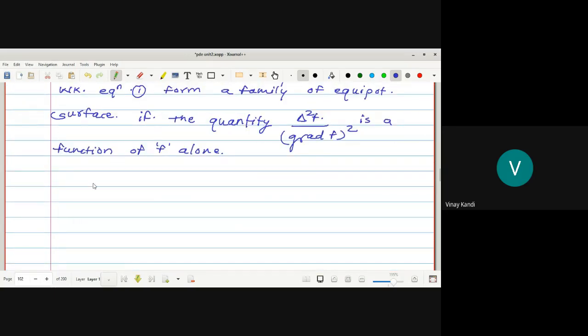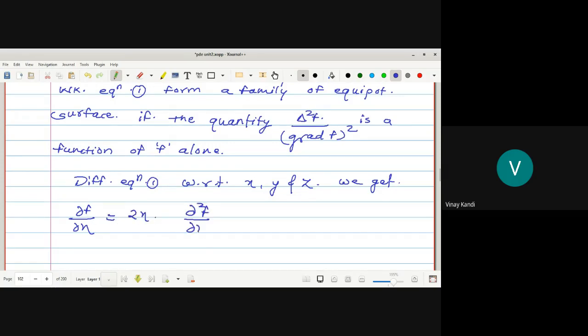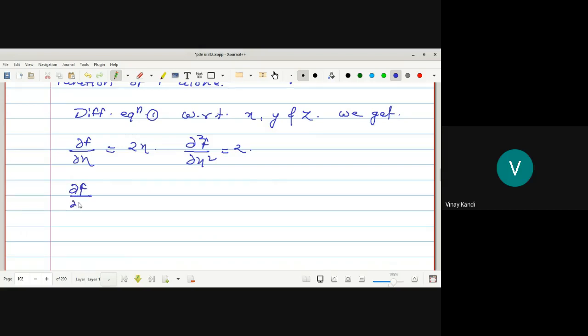Now differentiate equation 1 with respect to x, y, and z. We get dou f by dou x, what is it? 2x. Dou 2f by dou x square is equal to 2. Similarly, dou f by dou y is 2y. Dou 2f by dou y square is again 2. Dou f by dou z is equal to 2z. This dou 2f by dou z square is equal to 2. Okay, any doubt?